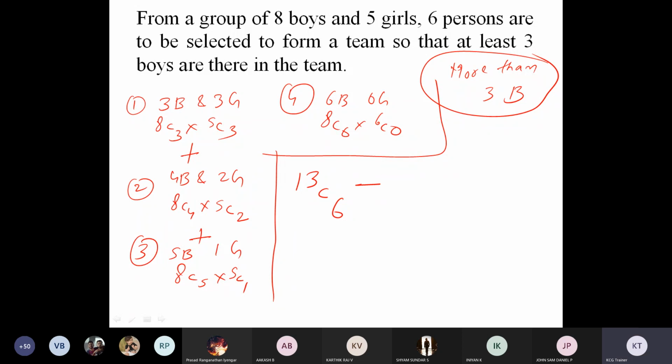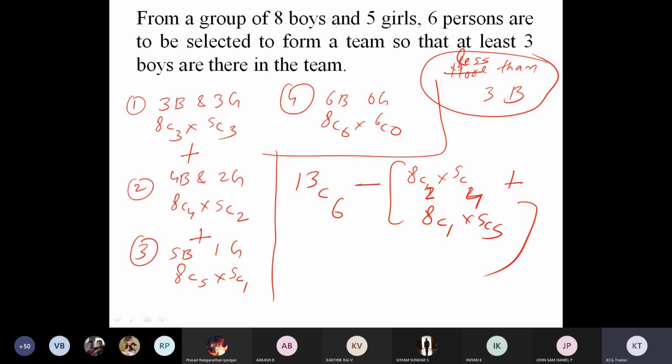Now, how do we select? First of all, more than 3 boys means 4 boys, 8C4 and 5C2. Sorry, guys. The condition is to select at least 3, so opposite means we have to go less than 3. Less than 3 means 2 boys and 4 girls. Another one, 1 boy and 5 girls.